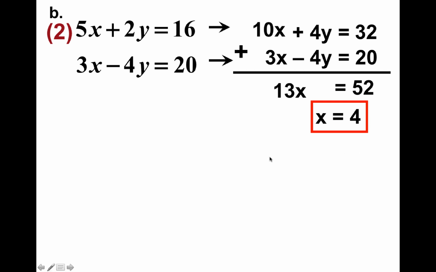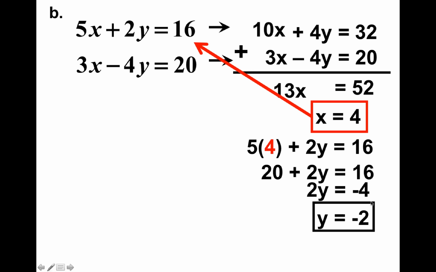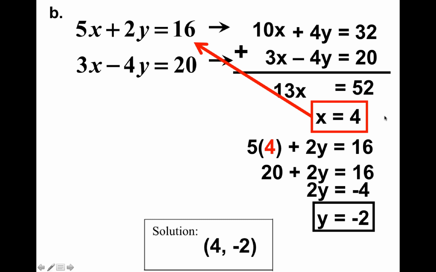Now to solve for y, you can plug it into either equation. It doesn't matter. Since there's no negatives on the top, I'm going to use the top equation. So that's going to go in here. That's going to give me 5 times x, which is 4, plus 2y equals 16. 5 times 4 is 20. Minus the 20 over, 16 minus 20 is negative 4. Divide both sides by 2, I get y equals negative 2. Write your answer as x comma y, so 4, negative 2.